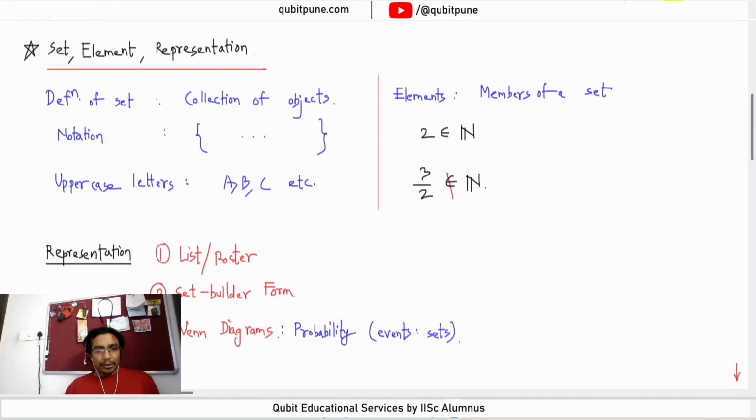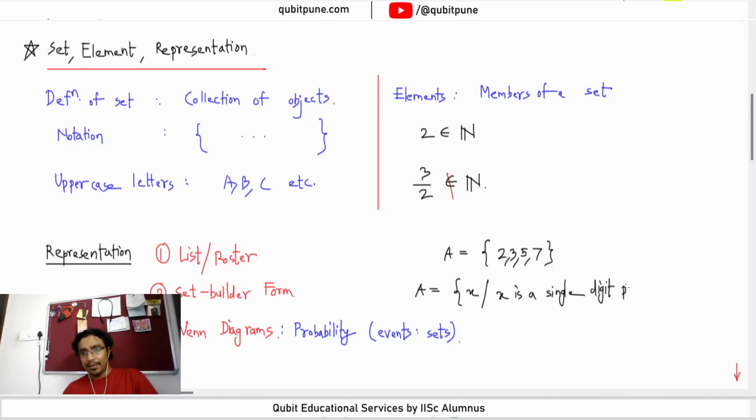Fine, so let us take one common example and write it in the list form, set builder form, and using the Venn diagram form. So let us start with the list form. I'm going to consider 2, 3, 5, 7. In the set builder form, I can say A is the set of all those values of x such that x is a prime number, or x is a single digit prime number. Is it clear? That is the set builder form.